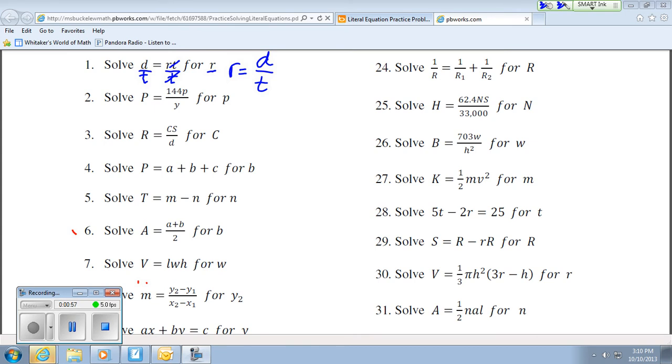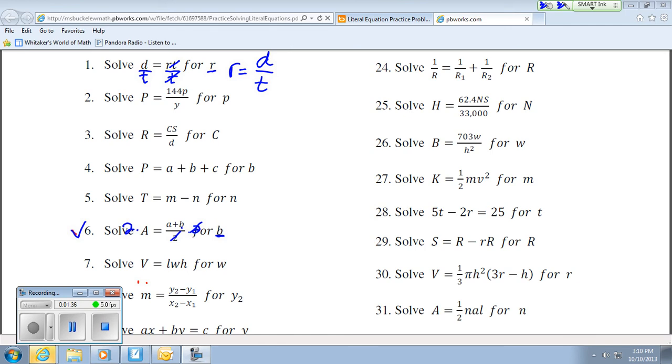Let's do number 6. Number 6 says solve A, big A, equals a plus b over 2, and we're solving for b. So we want to isolate this b right here. All right, so right now I can see I've got a plus a in the way, and I have a division by 2 in the way. So if we remember the steps that we take, in this case, we're going to need to get rid of the division by 2 first, because I can't subtract that a until I wash all my fractions out. So to get rid of that divided by 2, I'm going to multiply both sides by 2.